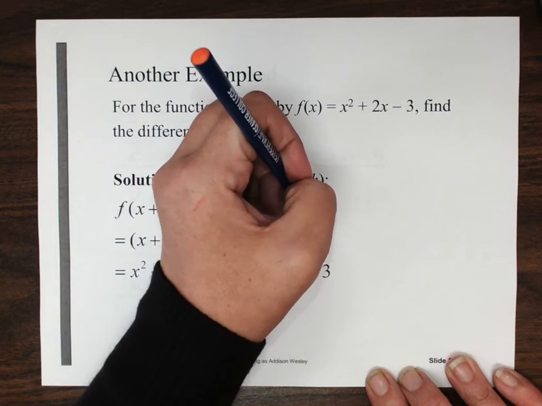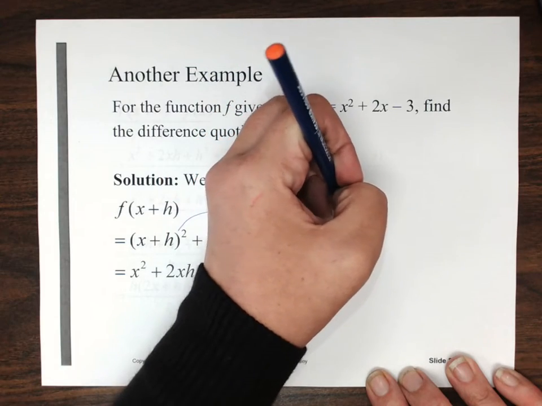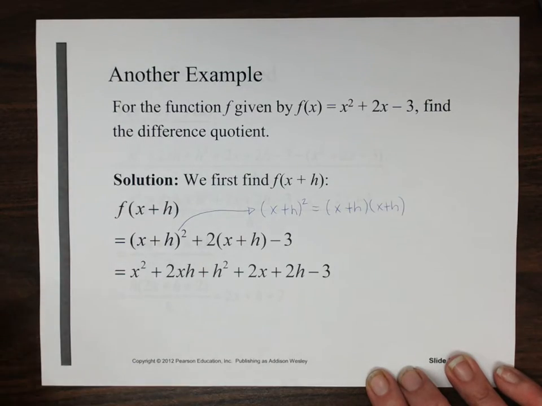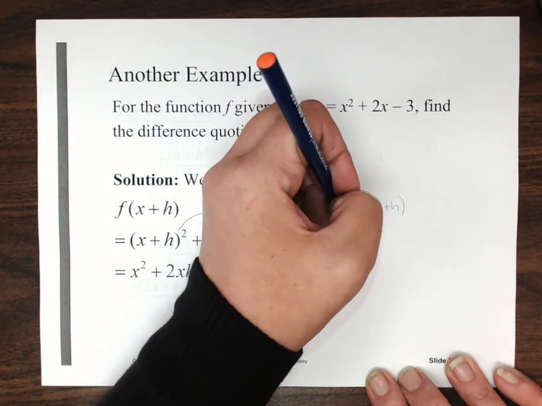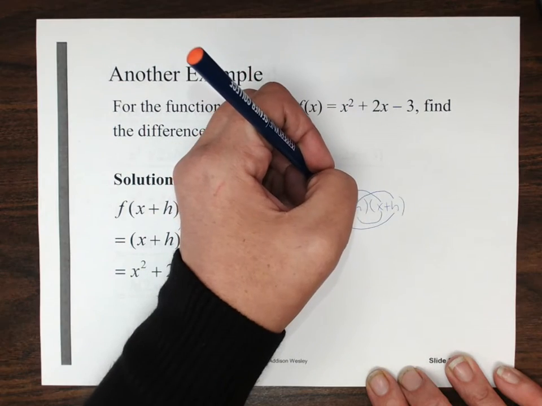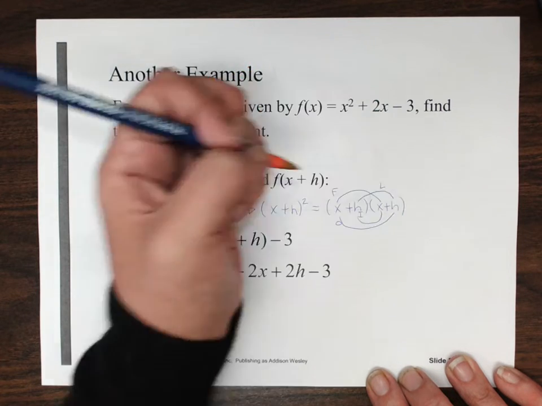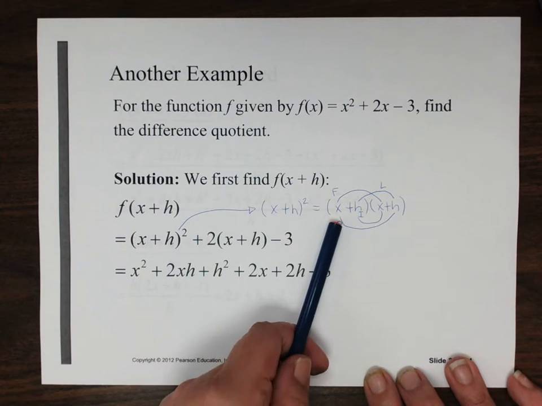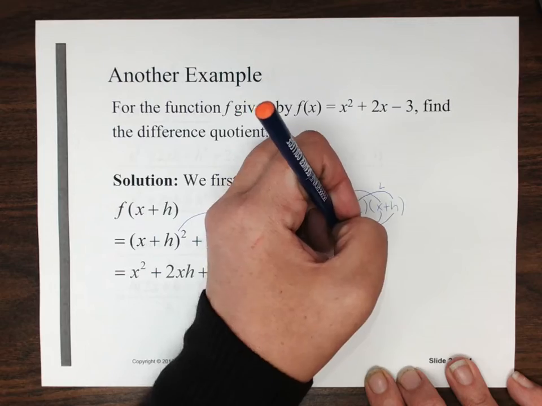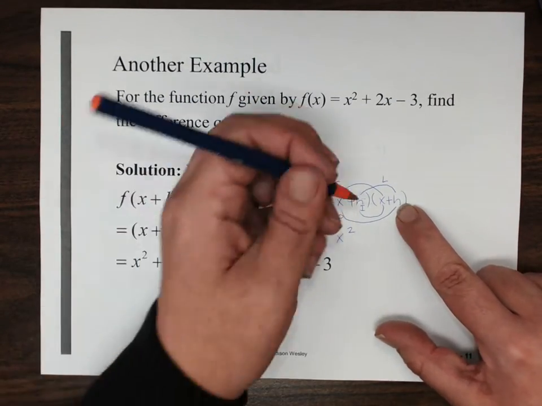Recall that if we have x plus h squared, that's equal to x plus h times x plus h. And then that needs to be FOILed, right? Our first, the outside and inside pair, and the last pair, right? First, outside, inside, and last. We need to FOIL it. So the first two terms multiplied together is x times x. So we get an x squared. The outer two terms will give me x times h.